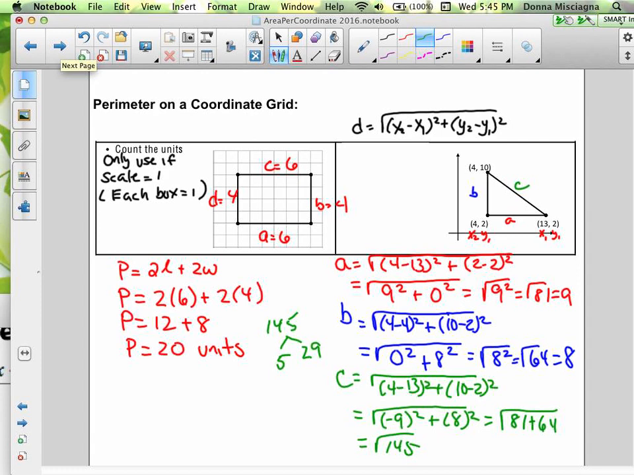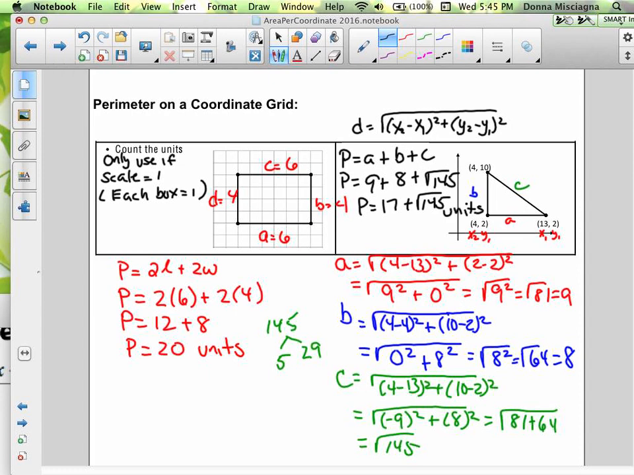So for our perimeter, we're just going to add our 3 sides, A plus B plus C. That means our perimeter here is 9 plus 8 plus the square root of 145. We can combine the 9 and 8, and we should. 17 plus. And feel free to give the exact answer and just leave it like that. 17 plus the square root of 145 units.